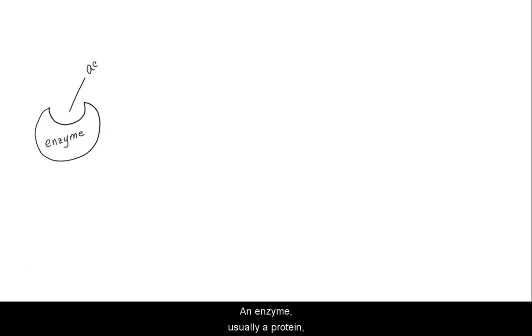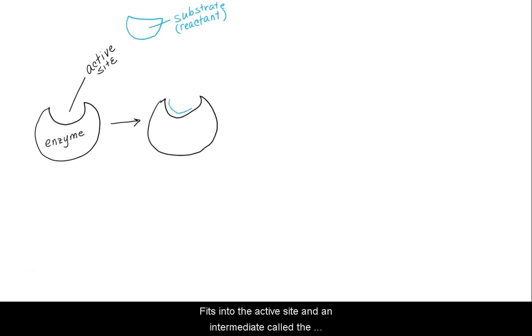Let's talk about how an enzyme works. Let's start by drawing a picture of an enzyme. An enzyme, usually a protein, has a little pocket in it called the active site, and this is where the reactant fits. In an enzymatic reaction, the reactant is called a substrate. This enzyme could be catalase. Hydrogen peroxide, a single molecule, fits into the active site, and an intermediate called the enzyme-substrate complex is formed.